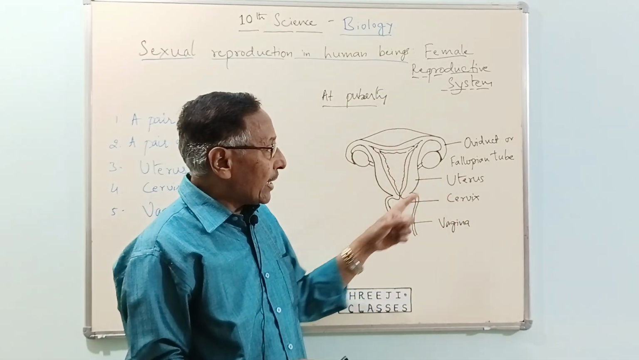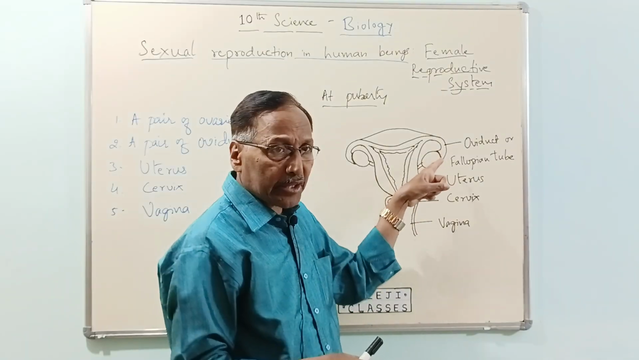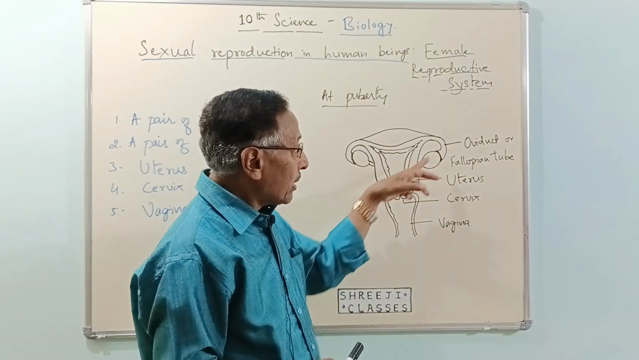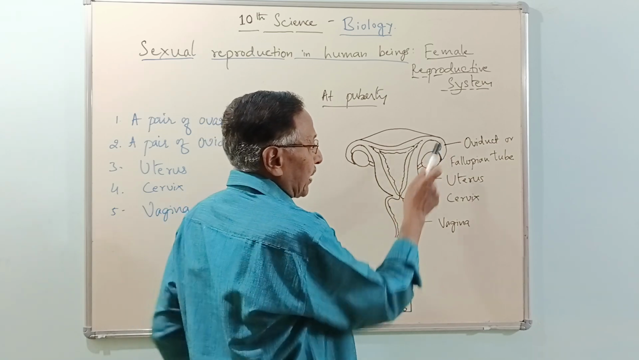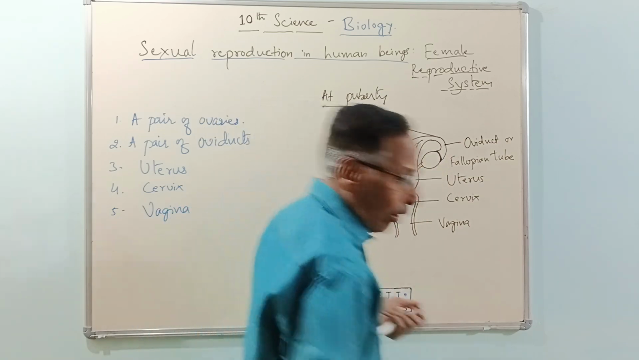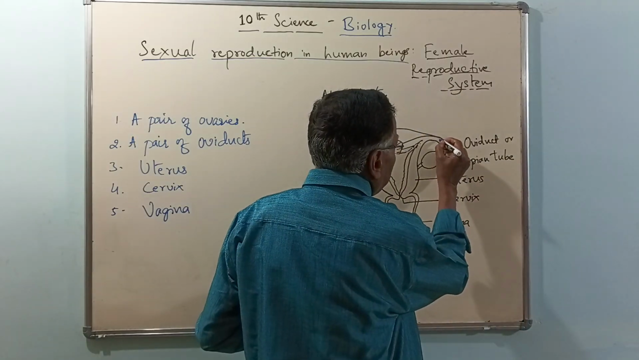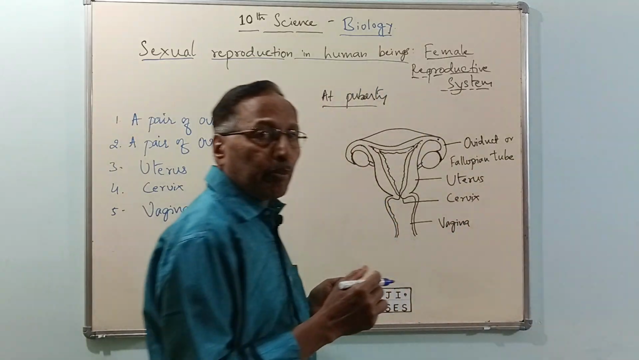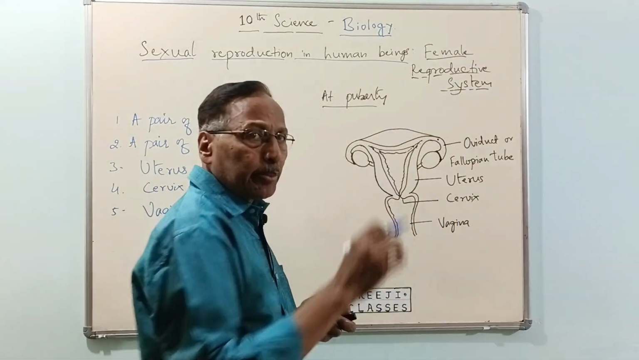This egg is taken by this funnel-like structure called fimbriae. This fimbriae picks up the egg and pushes it to the center of the fallopian tube. It stays here for some time.